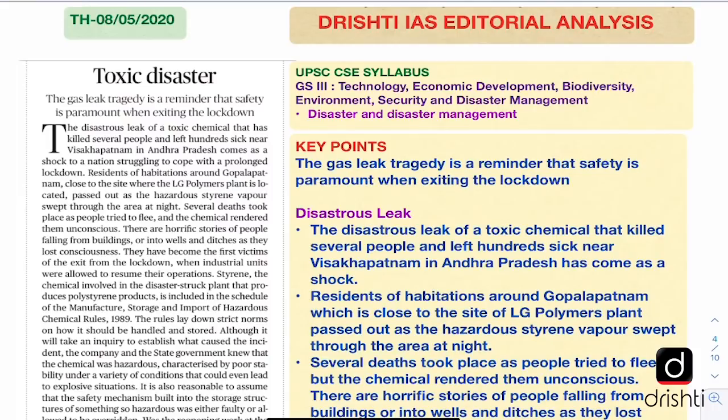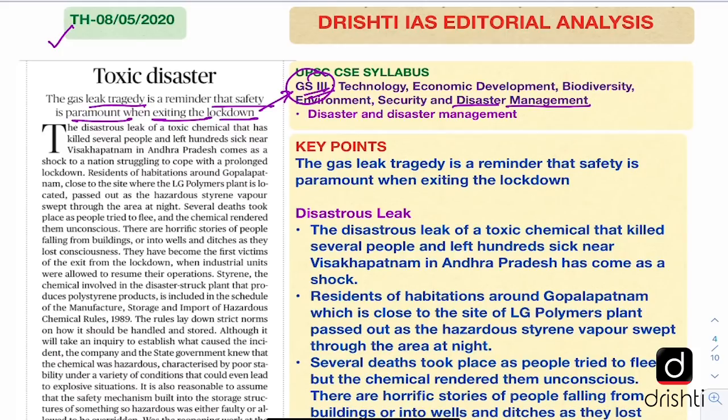Today's editorial has been taken from the Hindu and it has appeared on 8th of May. The title of the editorial is Toxic Disaster. It says that the gas leak tragedy is a reminder that safety is paramount when exiting the lockdown. Now let us look at its linkage with the UPSC syllabus. So we find that it links directly with GS paper 3 where we have disaster management as a topic.